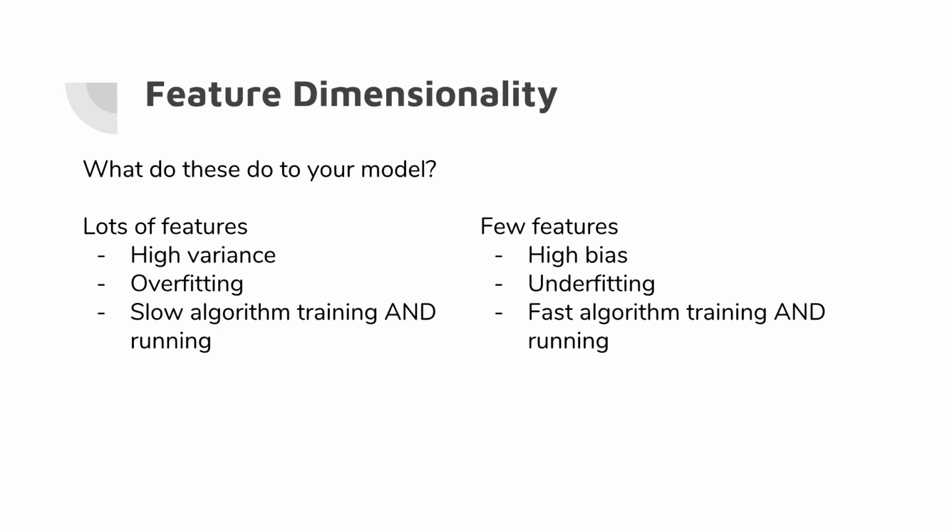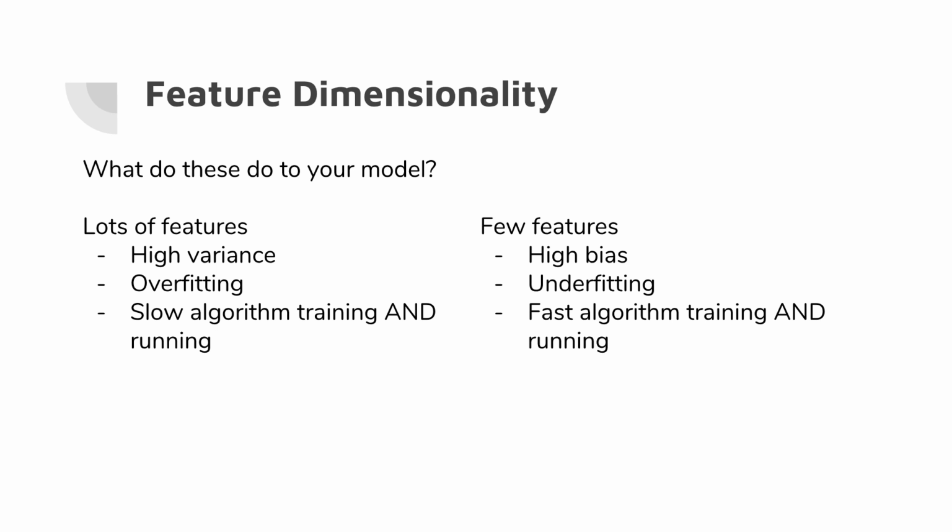It can also make your algorithm much slower to train and to run. So in general, you don't want features that are not necessary for your algorithm to run. You only want the data that you need. So it's important to make sure that you select the features that are necessary for your algorithm so you don't reduce your algorithm's efficiency and performance unnecessarily.